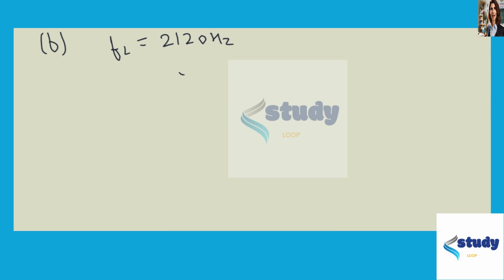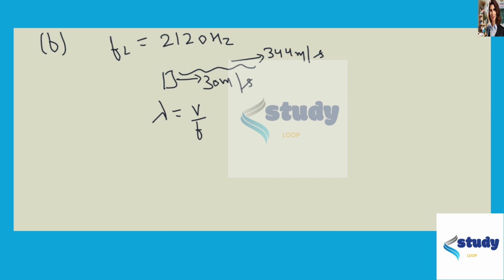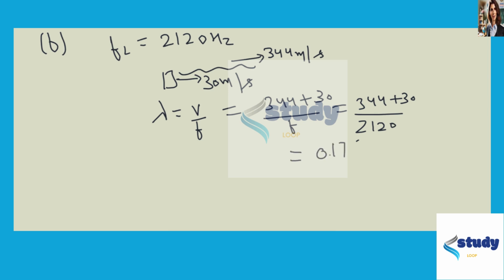Now the waves which were starting at the beginning were moving at 344 meter per second, and the source was also moving at 30 meter per second. So lambda becomes V over F, which equals 344 plus 30 over 2120. After calculation with a calculator, this is 0.176 meter. This is the wavelength received.